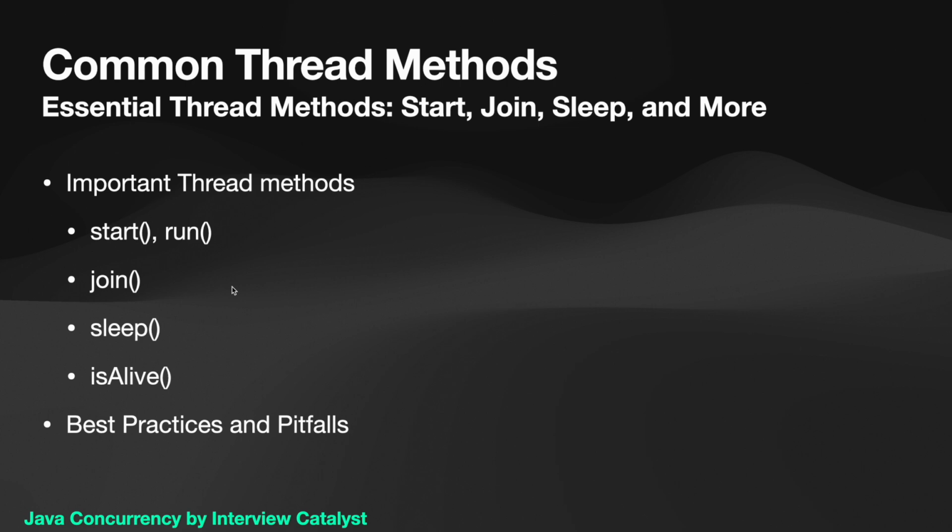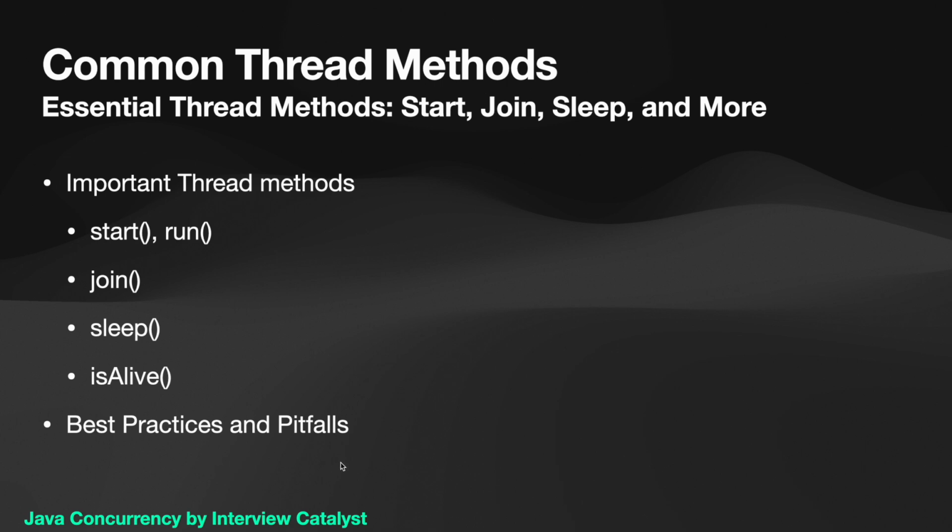isAlive. The isAlive method checks whether a thread is still running. It returns true if the thread has been started and has not yet finished executing. If we have a thread A, we call start on this thread, and after that we can use thread.isAlive. So isAlive will return true if the thread is executing right now and has not finished its execution. This can be helpful for checking the status of a thread, especially in multi-threaded applications where you want to ensure all threads are properly managed.